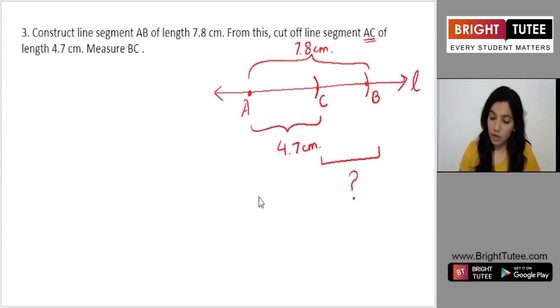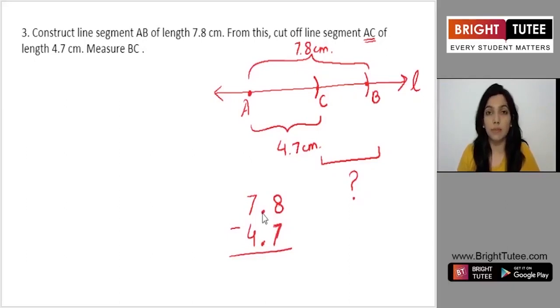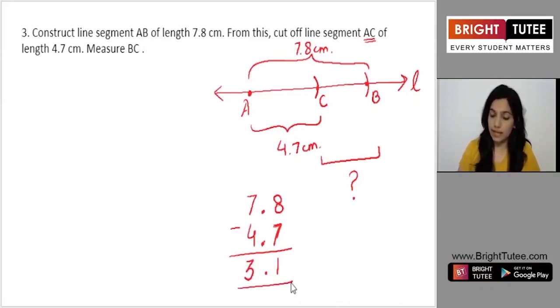It is simple. You just have to do 7.8 take away 4.7, and because there is a decimal point in between, we need to line up the decimal points, right? So this gives the answer. Here, 8 take away 7 is 1, and then 7 take away 4. So the answer is 3.1. So 3.1 is the length of BC. This is what we have done roughly.